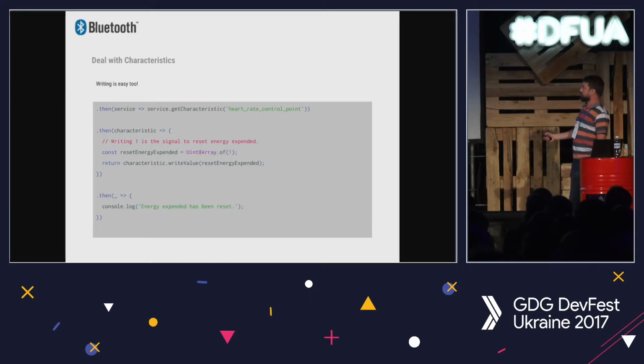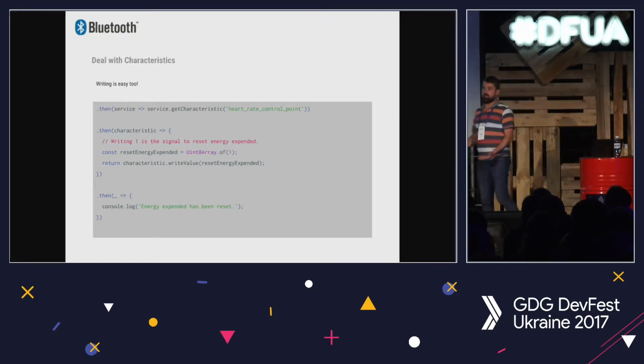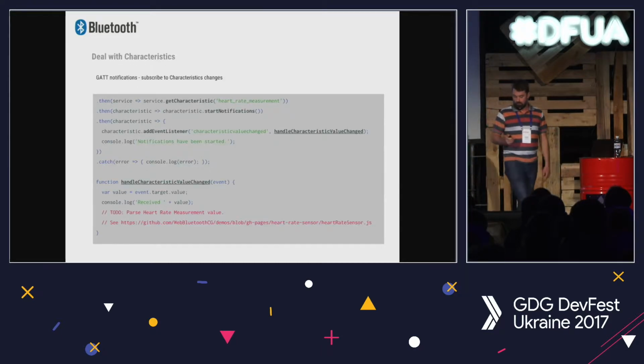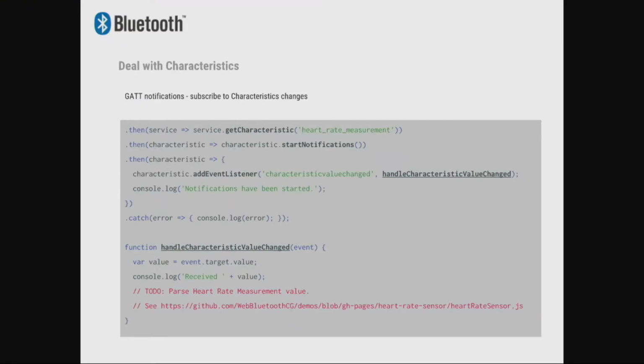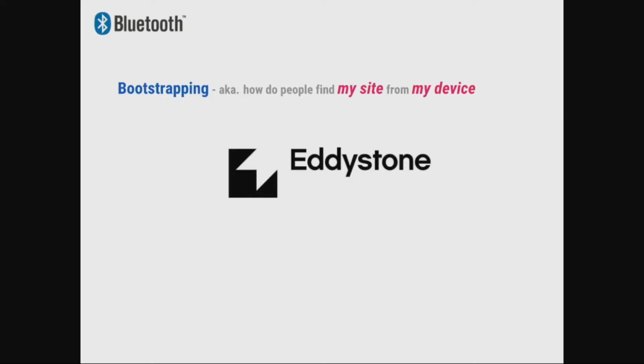You can also write, if the protocol supports it, and writing is just as easy. But on Bluetooth, you often have values that change over time, like you just saw with the heart rate. So in these cases, you need to listen to notifications. So you call start notification and add an event listener, which is going to be called every time that value changes. It's actually pretty easy to use when you understand the basics.